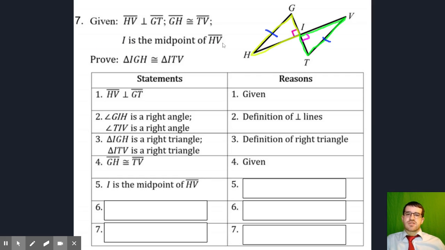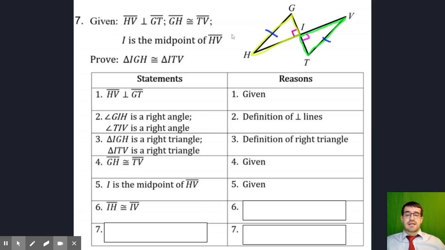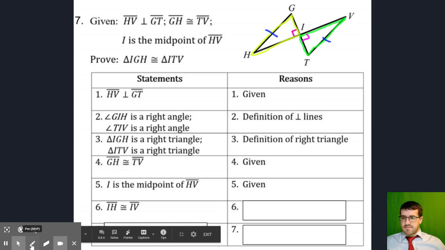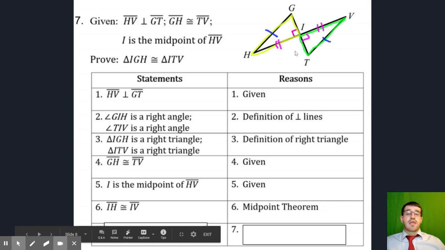And what we're going to do is use this third bit of information here, that I is the midpoint of segment HV. So we know that this is by given information. However, when you have a midpoint, you can write an equivalent statement, that segment IH is congruent to segment IV, and that is by the midpoint theorem. We'll make sure that we have our diagram marked.